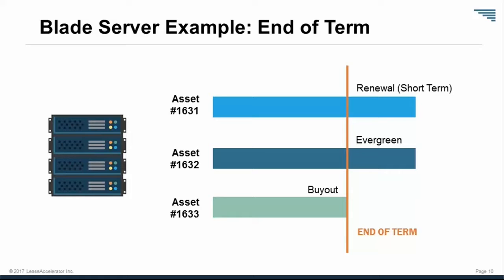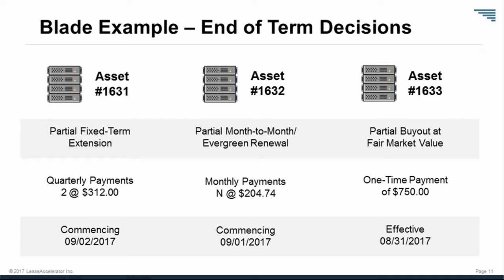So we can understand some of the numbers we're going to be seeing in subsequent slides, it's important to understand some of the details on these server transactions. Again, 1631 has a contractual renewal for 6 months, but instead of continuing on a monthly payment, it switched to 2 quarterly payments for those 6 months at $312 a quarter.